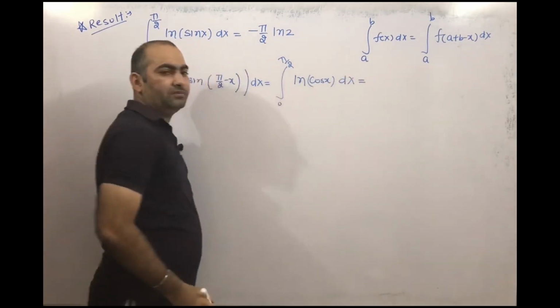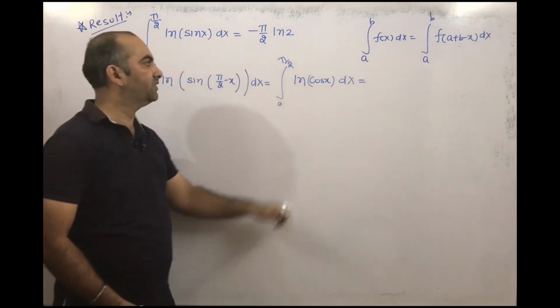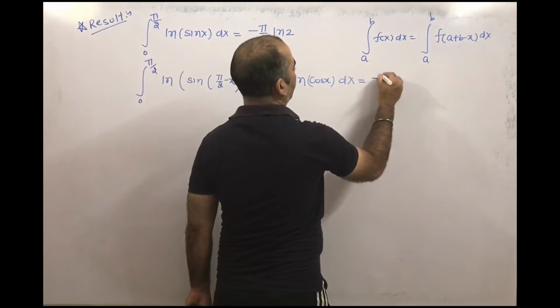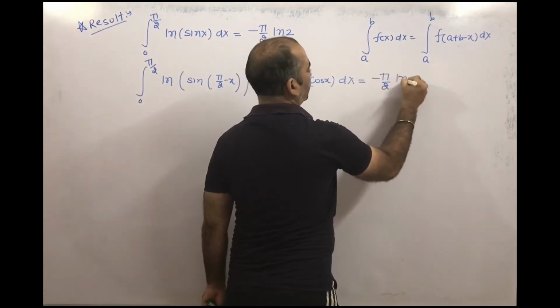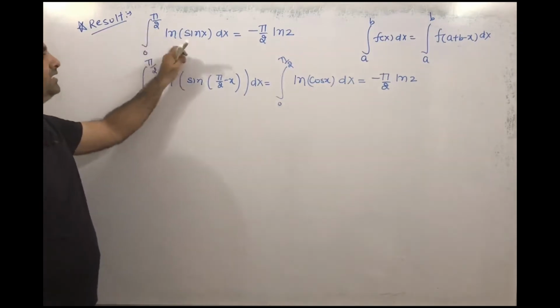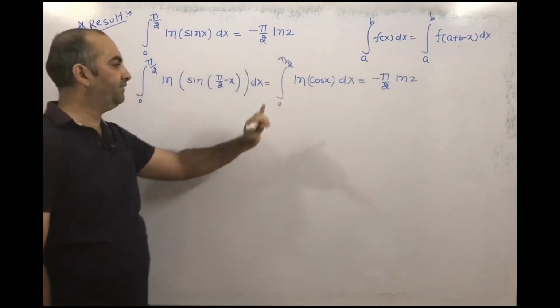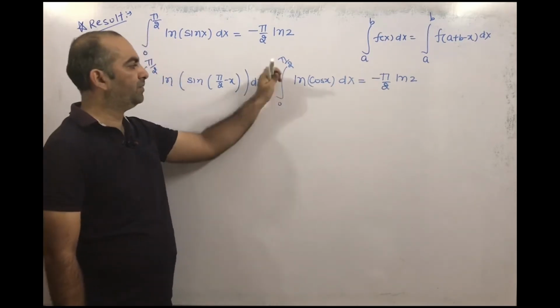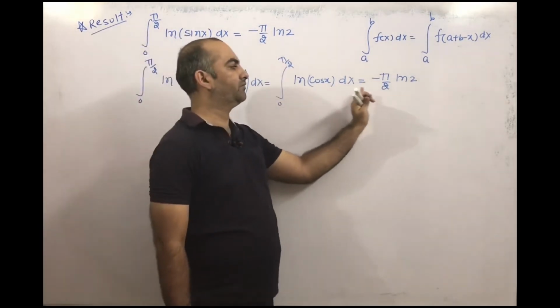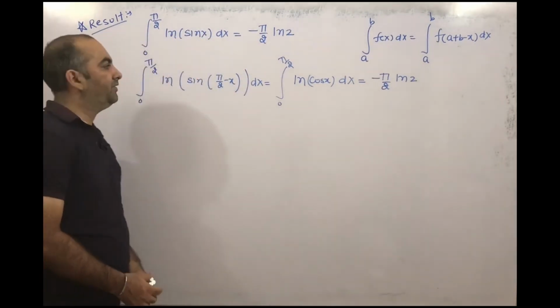Because this is equal to this one, the value will be minus pi by 2 ln 2. So integration 0 to pi by 2 ln sin x dx equals minus pi by 2 ln 2, and the same value will come for integration 0 to pi by 2 ln cos x dx: minus pi by 2 ln 2. This we have to remember. Now we will discuss the proof.